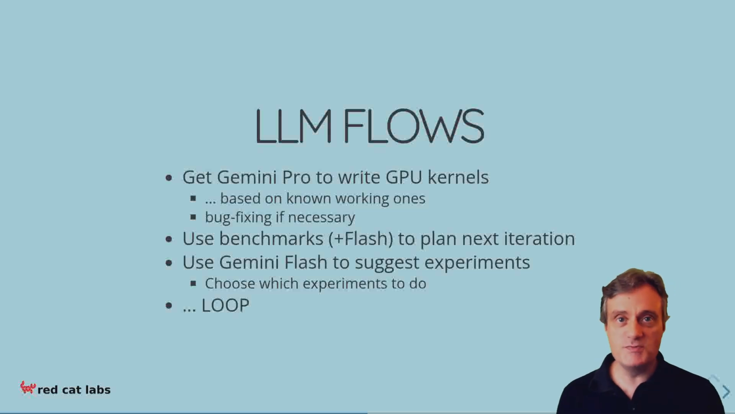What we're then going to use is the benchmarks that we've got from writing a kernel, and use Gemini Flash to plan next iterations. So basically we're going to see how we did with the last set of kernels we wrote, and then plan out what we want to do next. And then we're going to get Gemini Flash to suggest experiments that it would like to do. So basically it knows the results. It can then decide what experiments would be good to do from here, and then we can loop around to get Gemini Pro to write some more code according to the design.